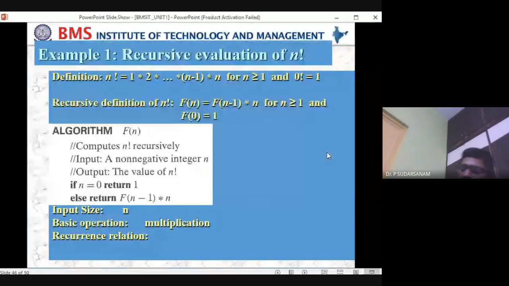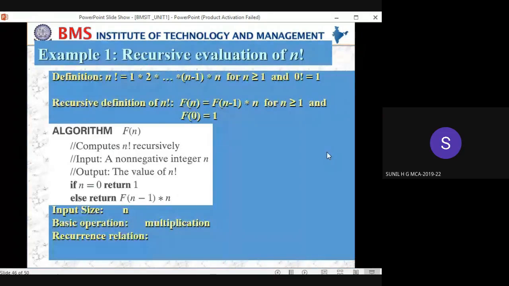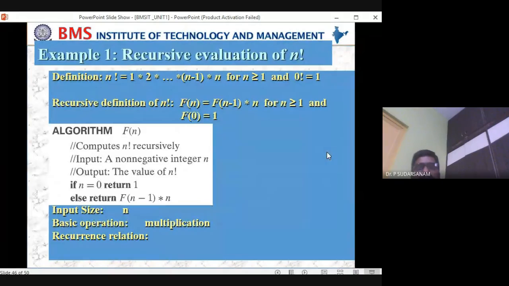Sunil, third question. What does the third question say? To calculate the best, worst, and average cases. So when you are doing multiplication, factorial 5, what is the answer? Can you say, Sunil? What is the recurrence relation? How will you calculate factorial 5 according to this program?